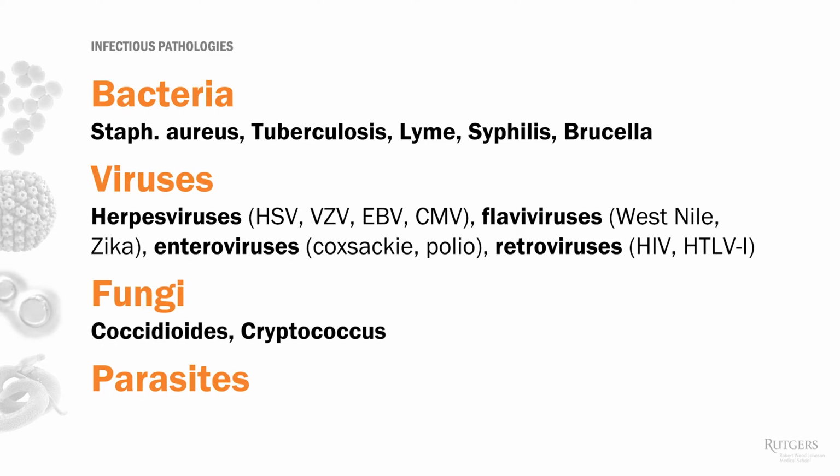Coccidioides and Cryptococcus are some examples of cord-damaging fungi, and schistosoma and neurocysticercosis are playing for the parasite team. This is by no means an exhaustive list, and you can probably imagine that any bug that affects the CNS can also affect the spinal cord.